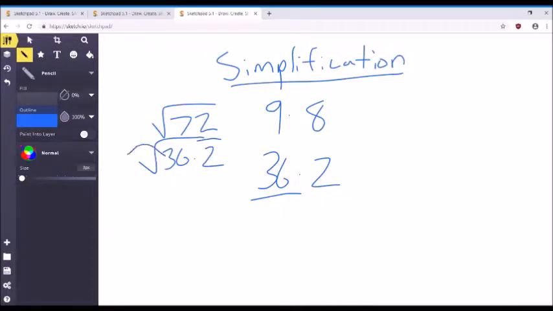Now, to get 36 out of the radical, you need to find the square root of it, which is 6. So your final answer would be 6 times the square root of 2.